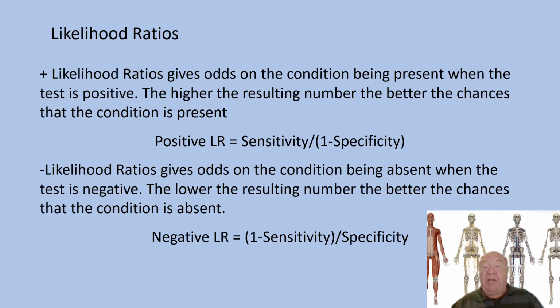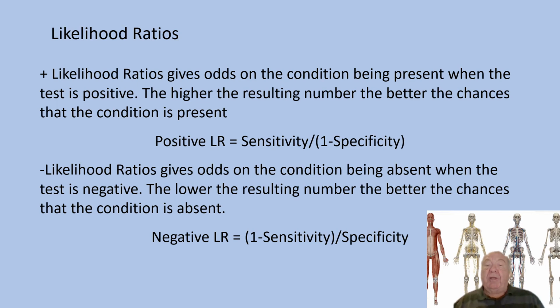The negative likelihood ratio reverses this, and gives the odds on the condition being absent when the test is negative. The lower the resulting number, the better the chance that the condition is absent. So now you're looking at a very low number, and I'll give you an idea of what these numbers look like in a minute. But the calculation isn't very difficult at all.